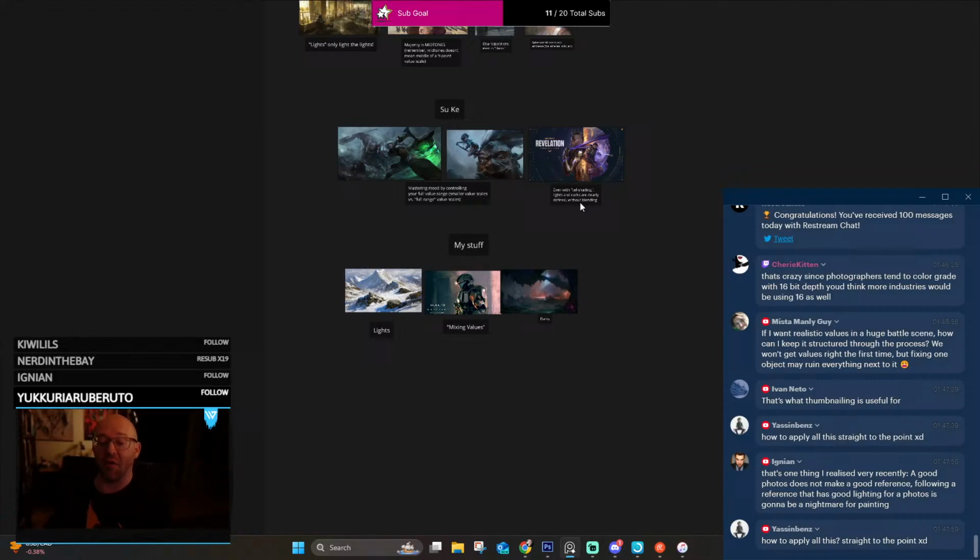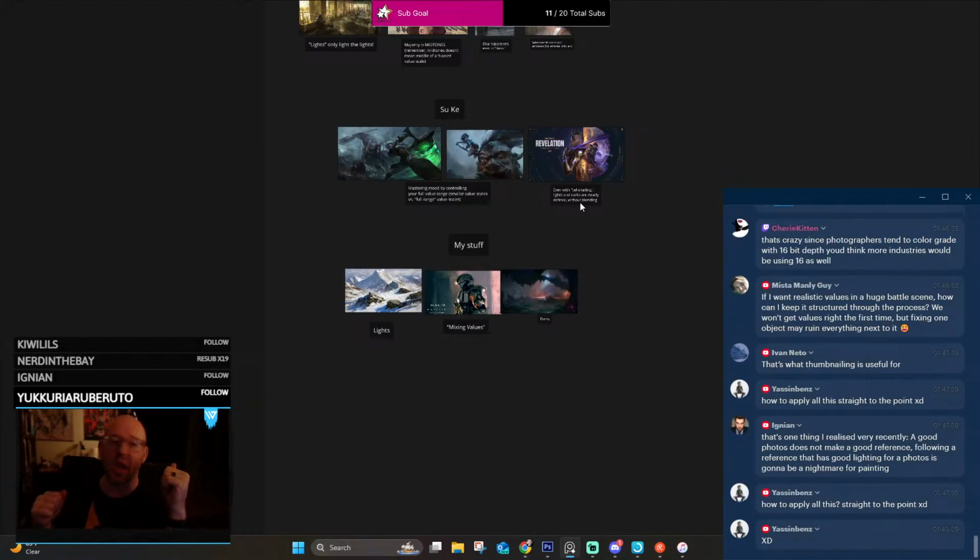How to apply all this, straight to the point. Yeah. So that's called an art career, and that takes 5 lifetimes. But yes, a good photo does not make a good reference. Following a reference with good lighting for photos is going to be a nightmare for painting. Exactly, because if you're doing a portrait and they soften out all those features, good freaking luck. Because they just blended all your values, there's no structure to it, it's impossible to paint.